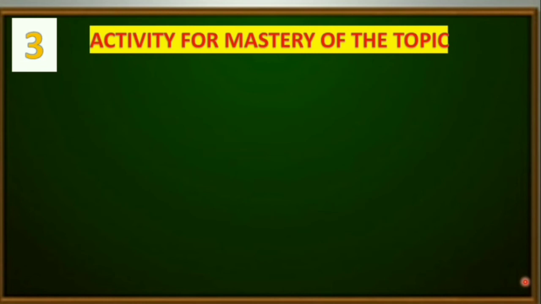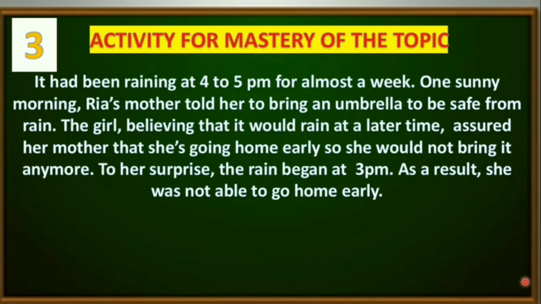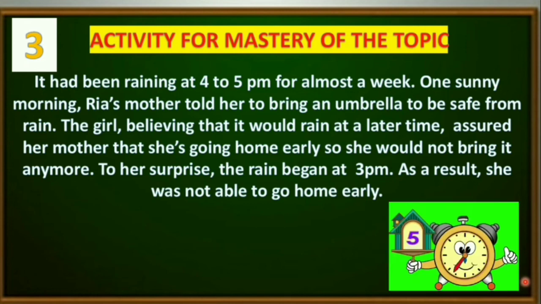Next, number 3. It had been raining at 4:05 p.m. for almost a week. One sunny morning, Leah's mother told her to bring an umbrella to be safe from rain. The girl, believing that it would rain at a later time, assured her mother that she's going home early, so she would not bring it anymore. To her surprise, the rain began at 3 p.m. As a result, she was not able to go home early. What is the type of the conflict here?